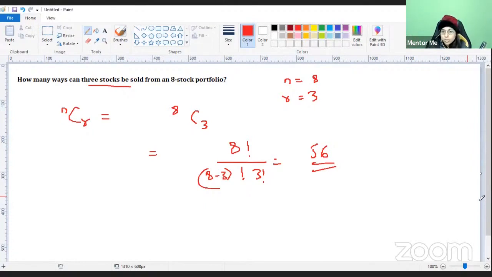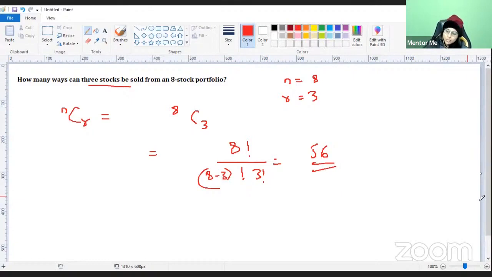ठीक है. So अगर हमारे को 8C3 निकालना है, so we will first press 8, then second, then plus, then 3, and then equal to. You'll get 56. ठीक है.